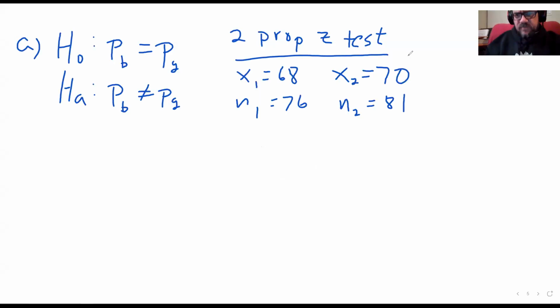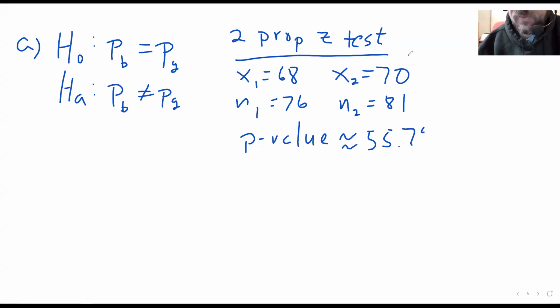P-value 0.557, about equal to 55.7%. Don't reject the null hypothesis.